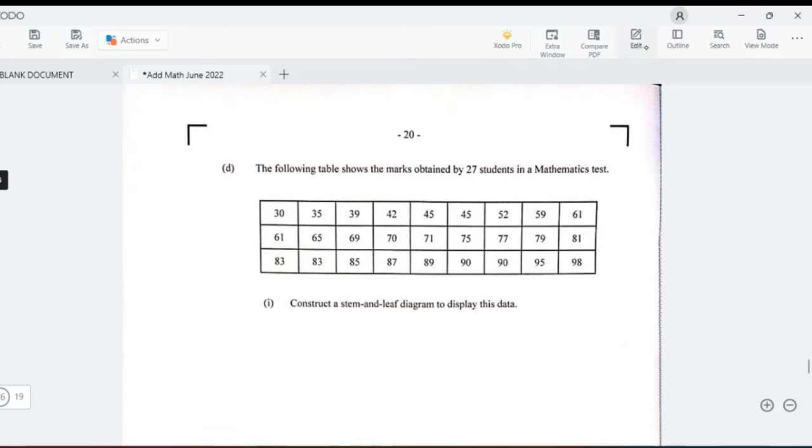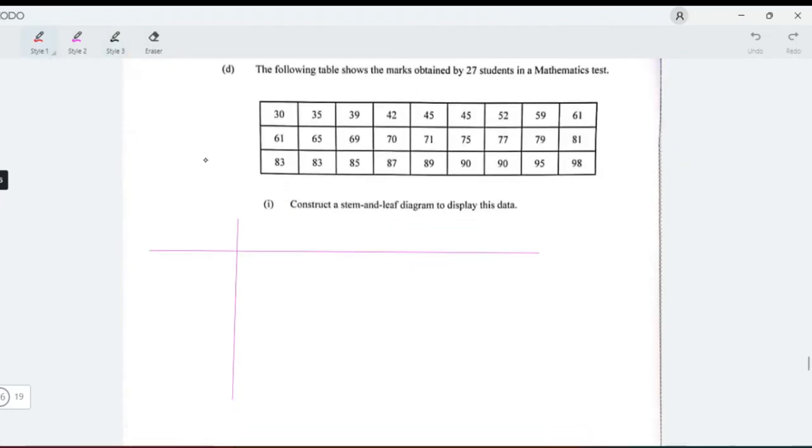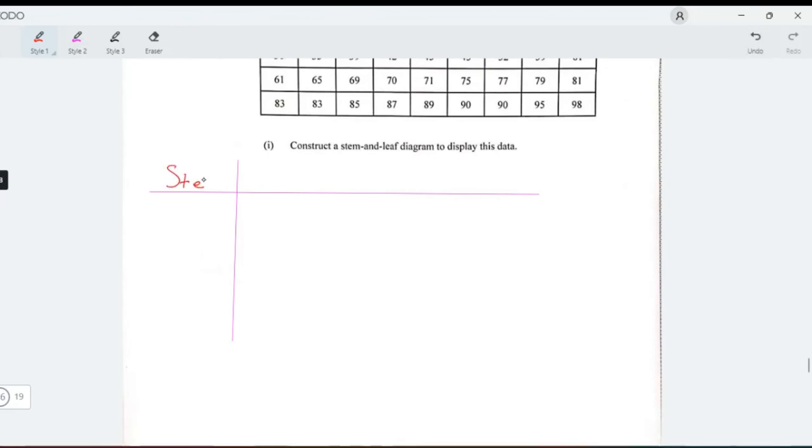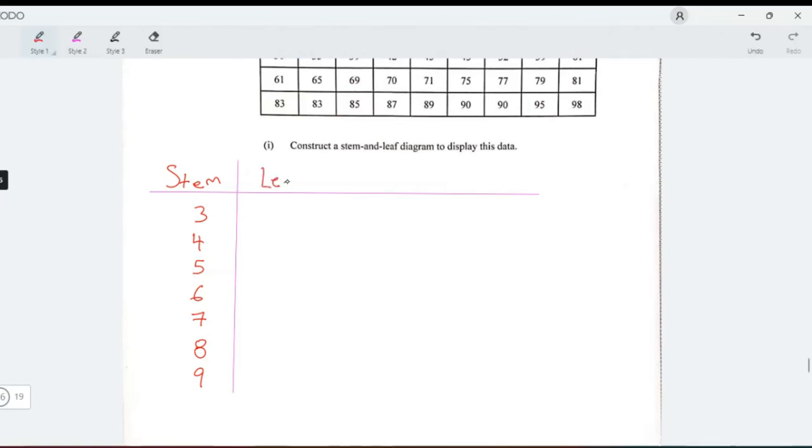Next part now. We need to construct a stem and leaf diagram. I'm just going to try to make it as neat as possible. Notice the lowest grade is 30 and the highest grade is 98. So in our stem, we have 30, 40, 50, 60, 70, 80, 90. That's our stem and this is our leaf.